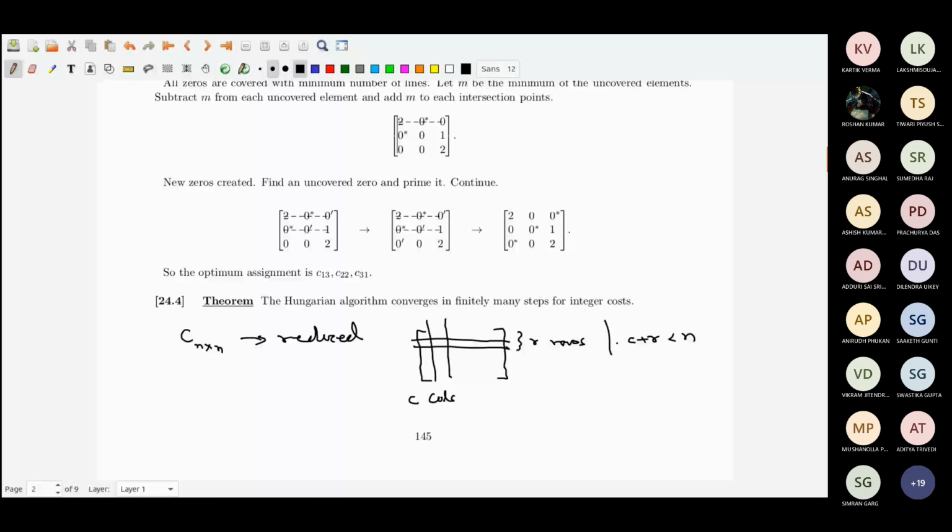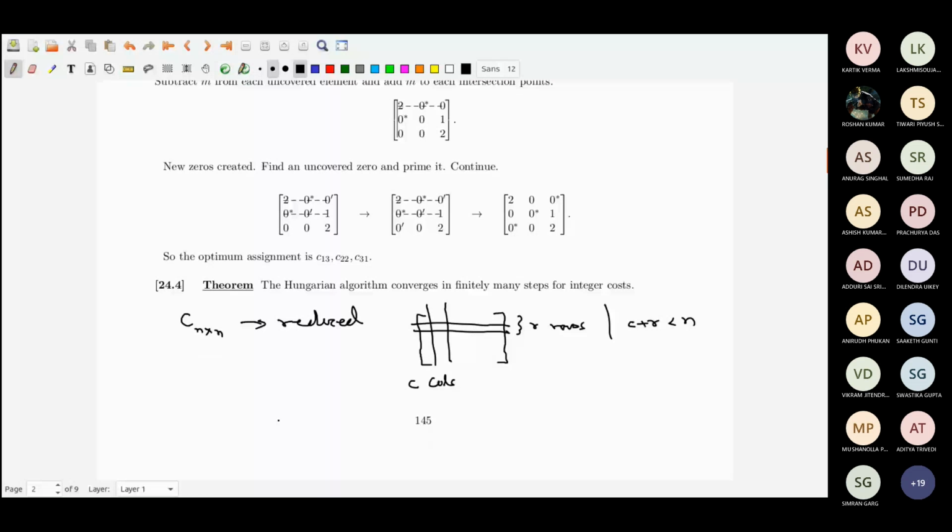In that case, what you do now, suppose y is the minimum uncovered element. So what you do now, from the uncovered part you subtract y, and at the intersection part you add y. That is what the Hungarian algorithm step says.